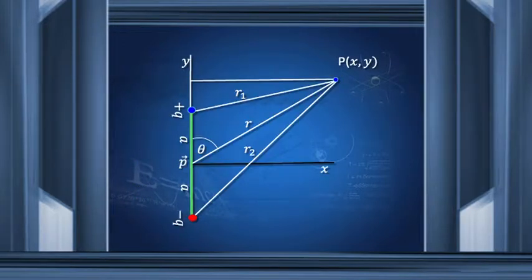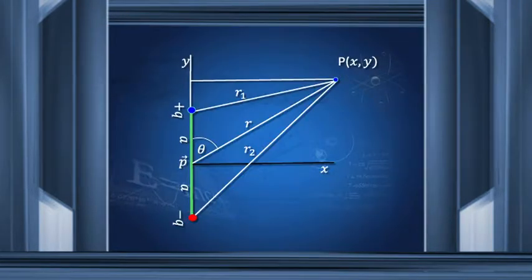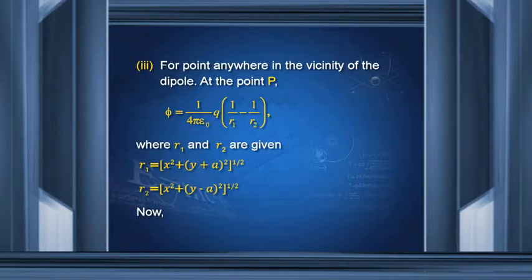Suppose the coordinates of P are x and y. So, we erect a coordinate system. This is the x axis, this is the y axis, and the coordinates of point P are x and y. The distance from plus q to P is r 1, from minus q to P is r 2. r 1 we can find in terms of x and y, r 2 we can find in terms of x and y, and we shall expand them. The potential is of course 1 by 4 pi epsilon 0 into q into 1 by r 1 minus 1 by r 2. So, we know r 1 and r 2 in terms of x and y and a.